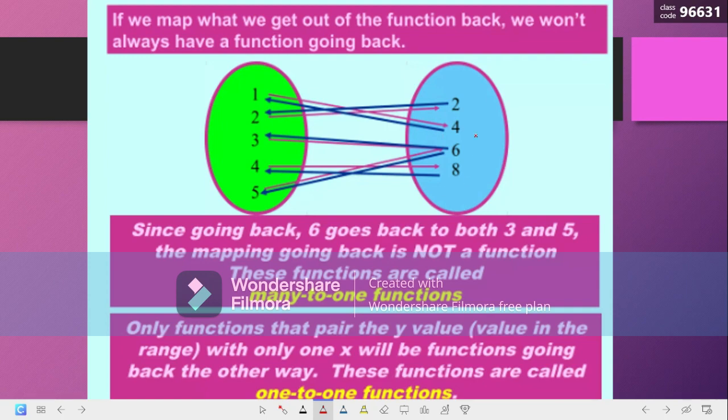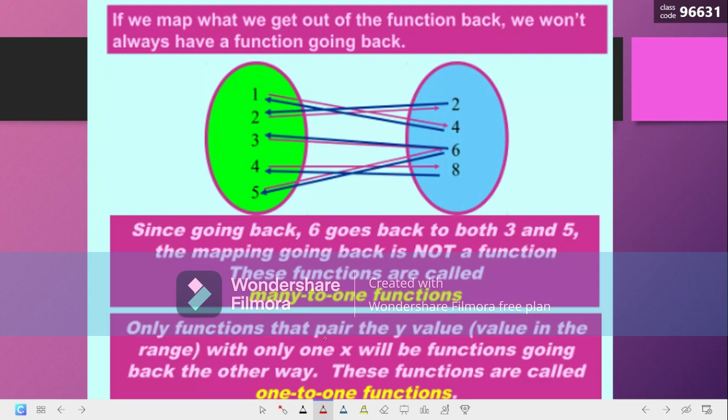However, our values in y repeat. 6 is repeating. You have 3 paired with 6, and 5 is also paired with 6. So if we're going to get the inverse, the other way around, 6 here will repeat. Meaning the inverse of this function will no longer be a function. Basically, this original function is called a many-to-one function, and for many-to-one functions, we cannot get the inverse. Okay, let's continue.